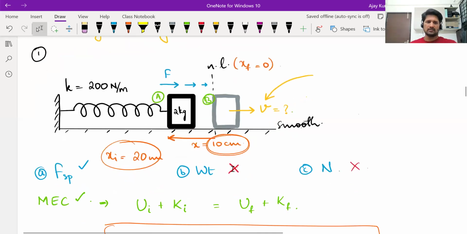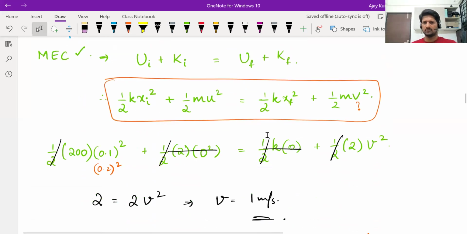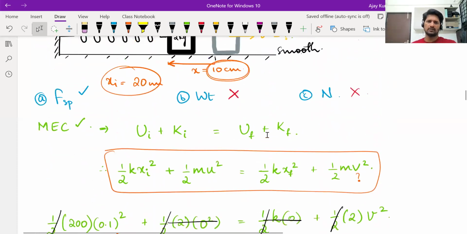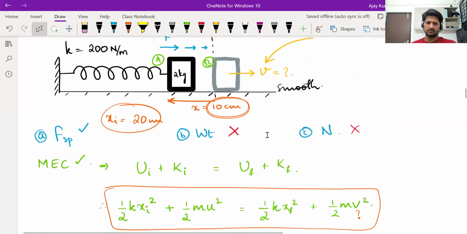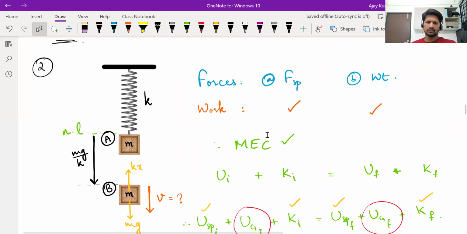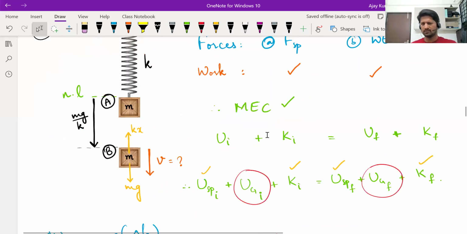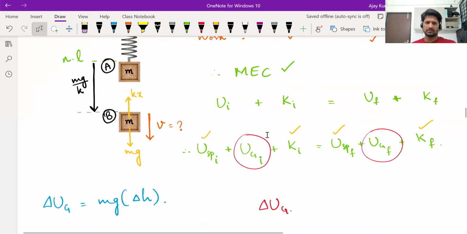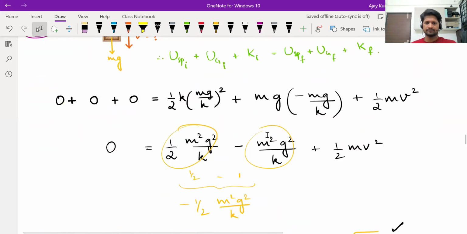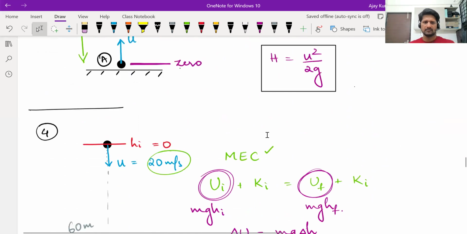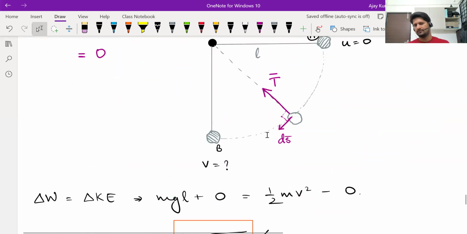Then we discussed cases where it is applicable. Spring block system: we had solved this question earlier, we did it again today and got the same answer, but today we solved it using a different method, mechanical energy conservation. This question also we had solved in the last class, we did it again today. Mechanical energy conservation gave us the same answer. And then these last two problems, fine.